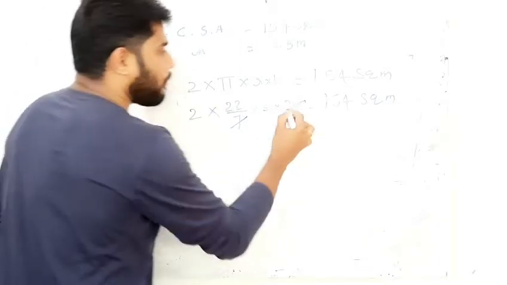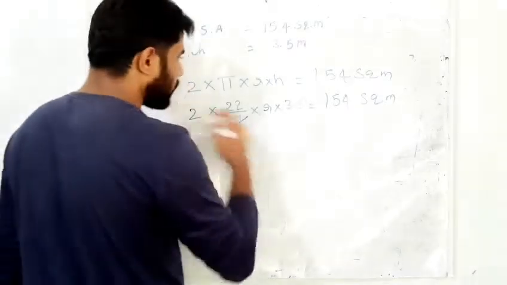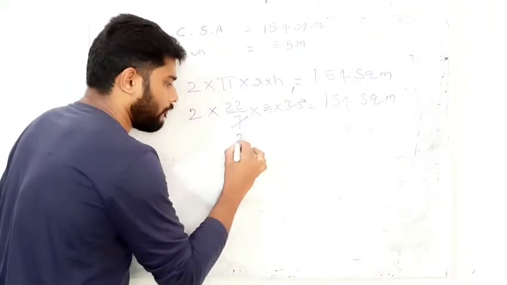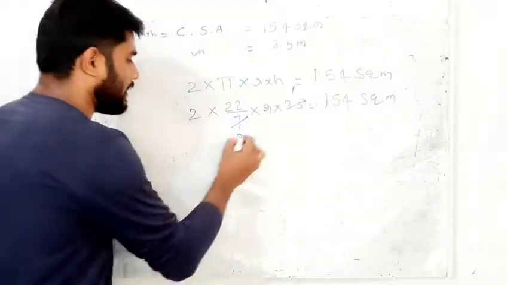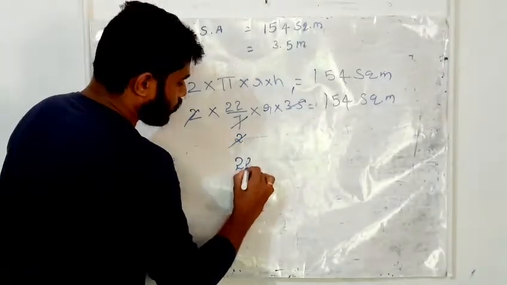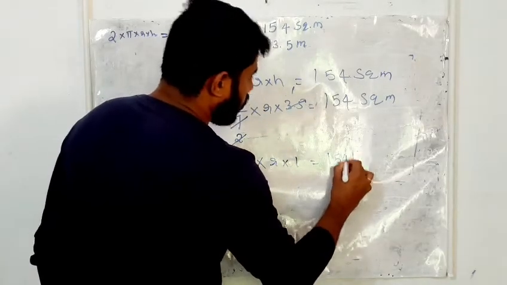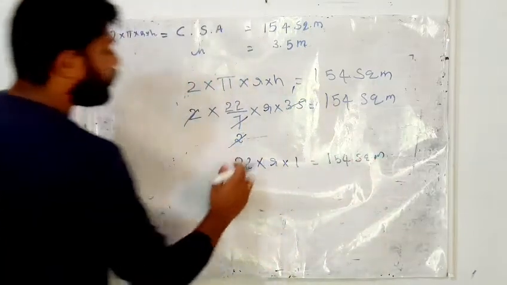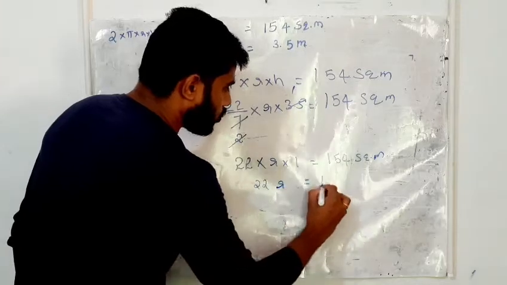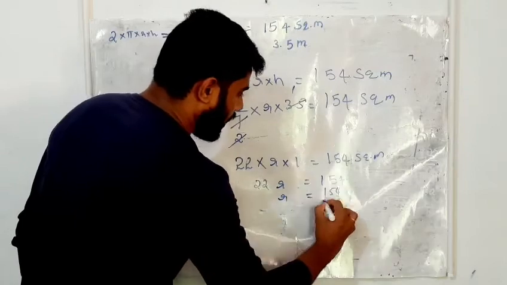This 7 and this 3.5 we can cut. That means 1 3.5 is 3.5 and 2 3.5 is 7, and this 2 and this 2 we can cut. The remaining things are 22 into R into 1, which is equal to 154 square meter. 22 into 1 is 22. So 22 R is equal to 154. Therefore R is equal to 154 divided by 22.